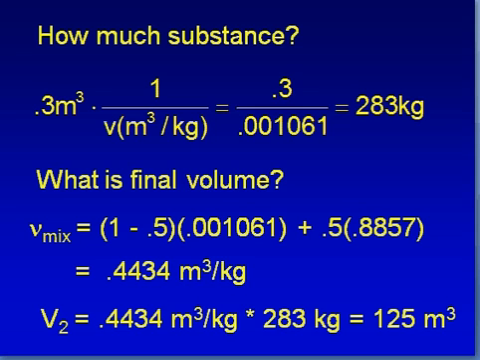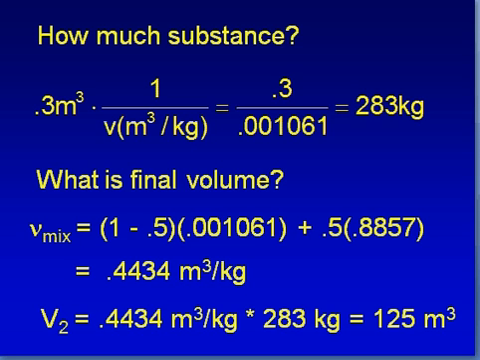Okay, so let's see. How much substance do we have to start with? The problem stated a volume, but when we're doing energy balances, and in general when we're looking at processes, we're going to be using mass to track our energies. Remember, in your tables, everything's listed per unit mass, so we need to calculate from the volume how much mass I have. So take 0.3 meters cubed divided by the specific volume, 0.001061 meters cubed per kilogram, and you get 283 kilograms in that 0.3 meters cubed. By the way, 0.3 meters cubed is exactly 300 liters. So we're a little under 1 kilogram per liter for the density, or a little over 1 liter per kilogram would be the specific volume.